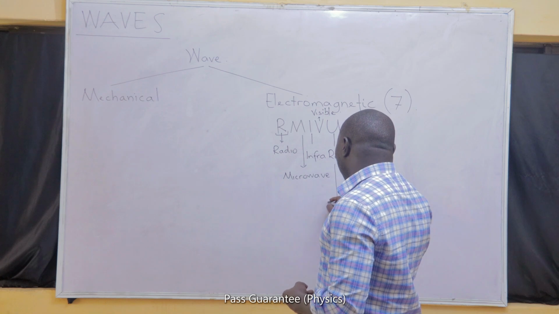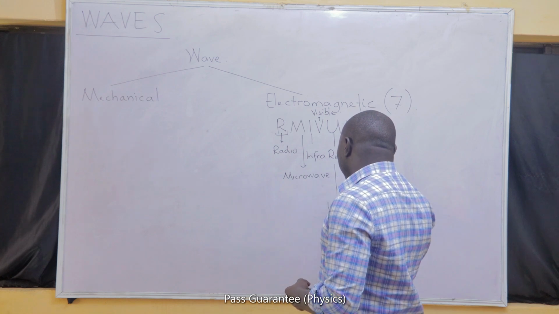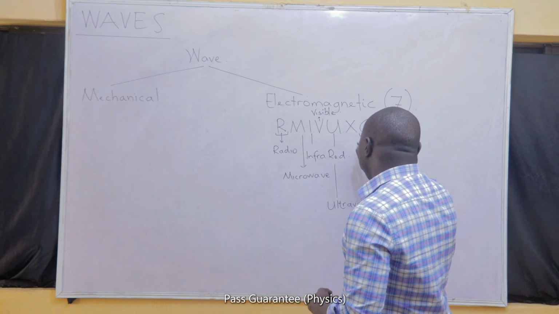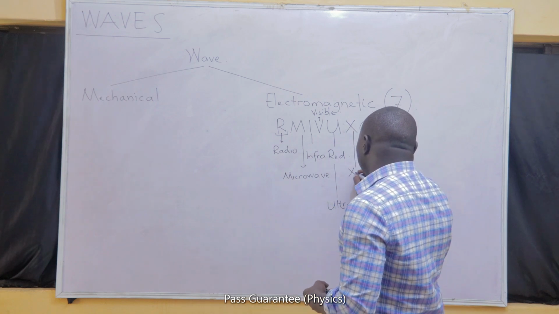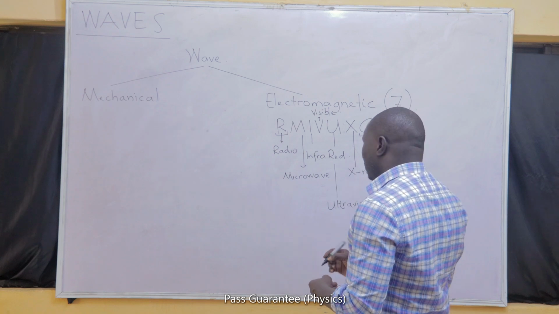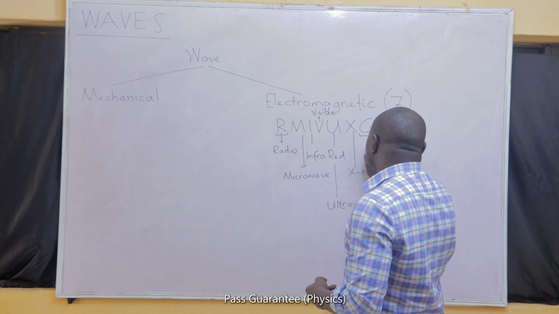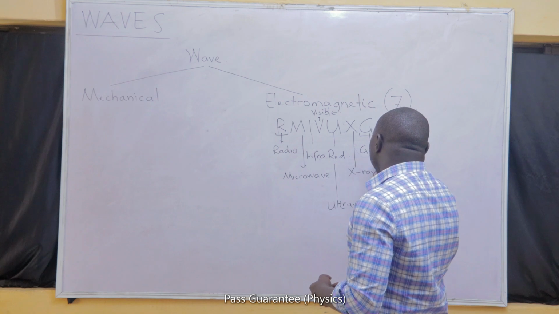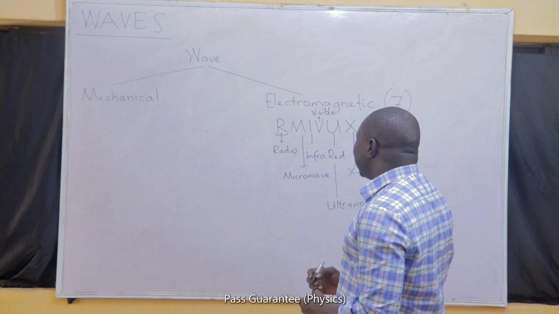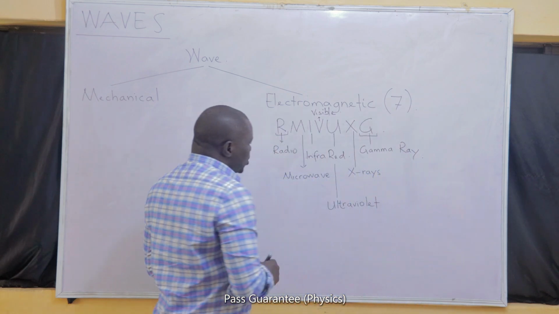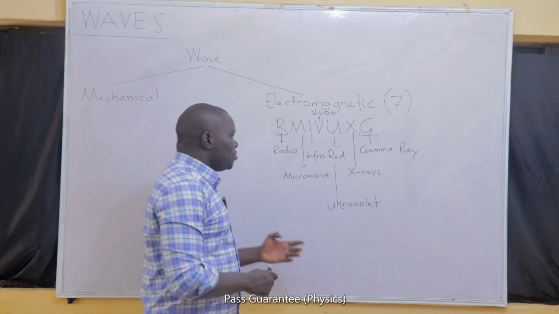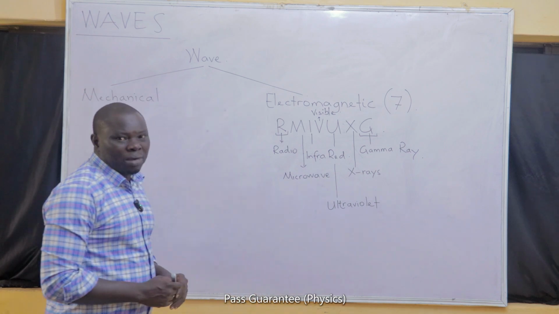U represents ultraviolet ray. Ultraviolet ray is also an electromagnetic wave. X-ray, more commonly used to form the photograph of intestinal tracts and broken bones in the hospital. Gamma ray. So these 7 are the electromagnetic waves that we have. So any other thing that is a wave that is not one of these must be a mechanical wave.